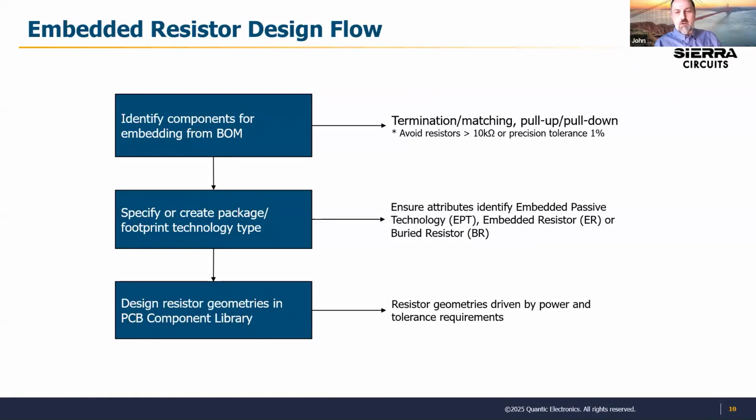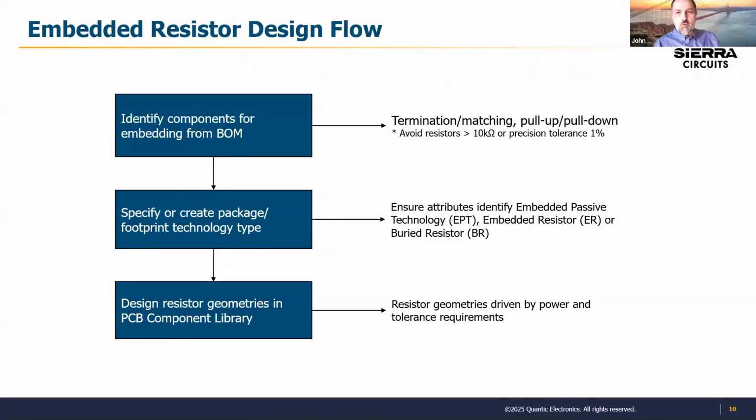So anything like 10,000 ohms or above, you have to take a look at whether it's possible. And also precision tolerance resistors. Right now it's so easy to buy plus or minus 1% resistors that most designers just do it as default, whether they need it or not. Well, it turns out for a lot of applications, plus or minus 15, 20% is perfectly fine. And that's typically more of what you're going to get using embedded resistors.